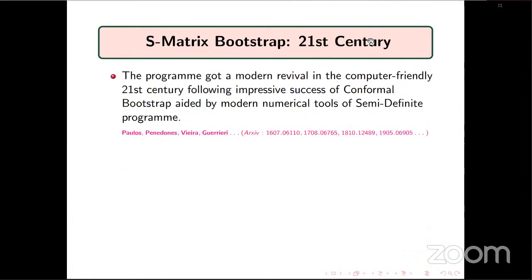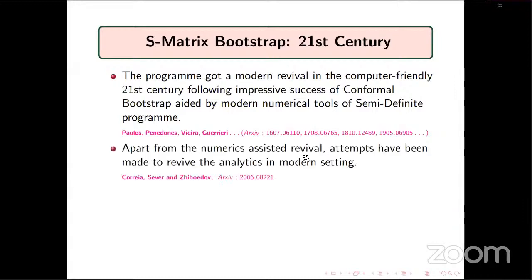The program got a modern revival in the computer-friendly 21st century, following the impressive success of the conformal bootstrap program, which is a similar program, but in a sense younger, aided by modern numerical tools of semi-definite programming. You can see all these works. It's been going on for some time now. Apart from the numerics-assisted revival, attempts have been made to revive the analytics as well in modern settings.